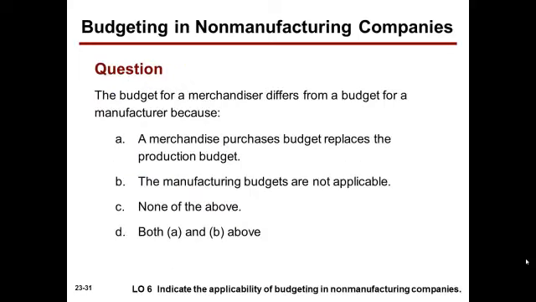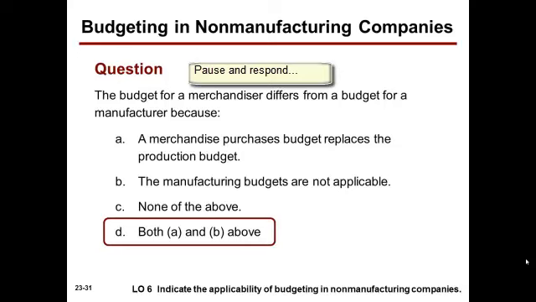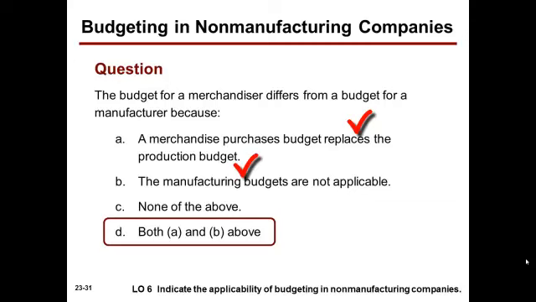Question. The budget for a merchandiser differs from a budget for a manufacturer because both A and B. A merchandise purchase budget replaces the production budget, and manufacturing budgets are not applicable. The retailer is not making them, they're buying them from a manufacturer.